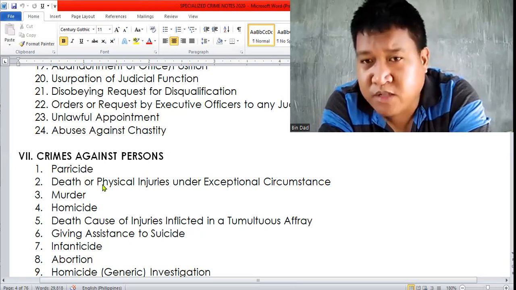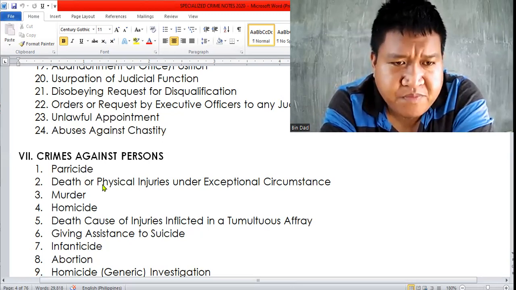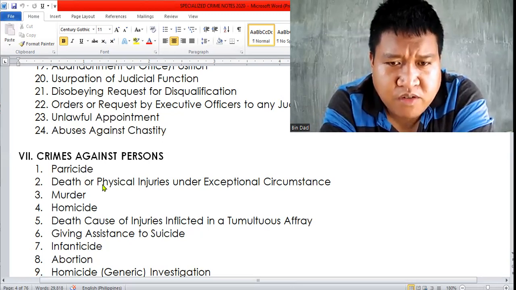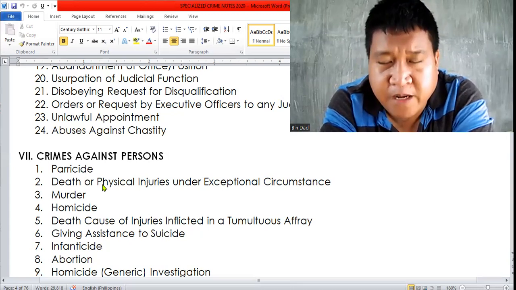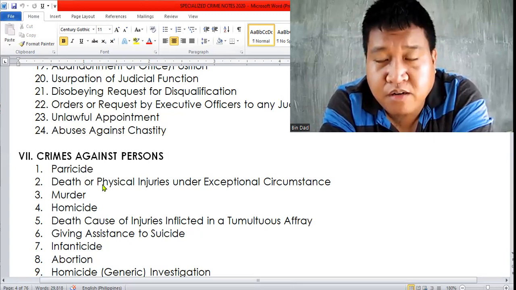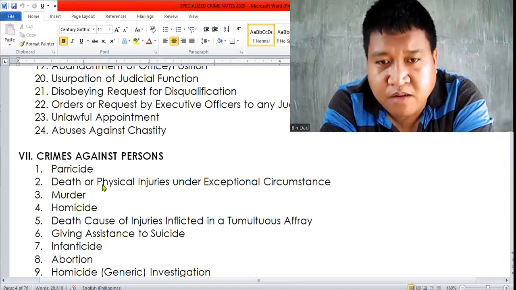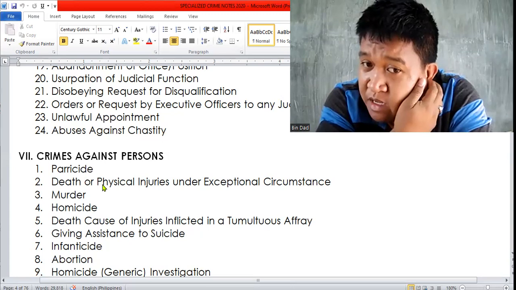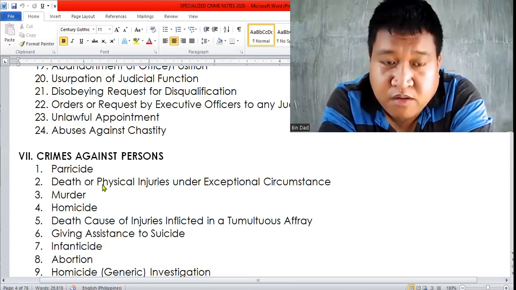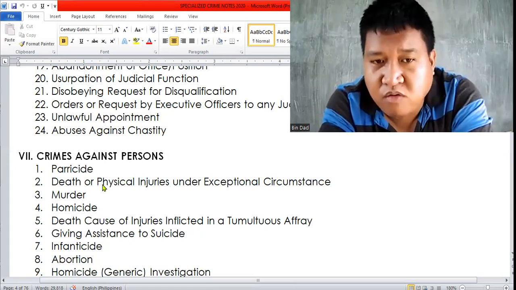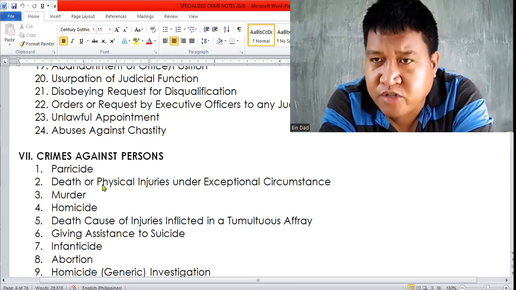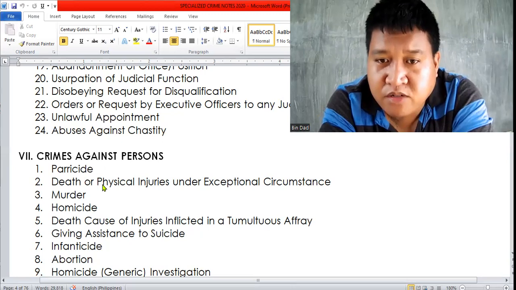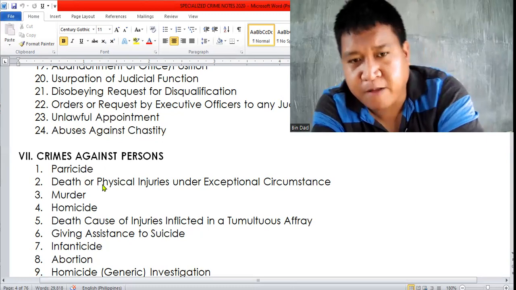Sometimes simple and accidental killing of a person. Then death caused by injuries inflicted in a tumultuous affray. If there is a rumble, that is tumultuous. If someone died, then the person is a victim of death caused in a tumultuous affray. Sometimes in a rumble, the one at fault is the one who gave the most serious injury that may have caused the death.